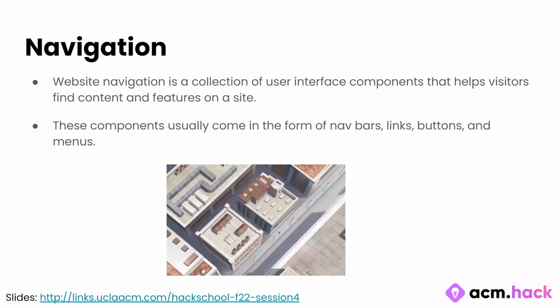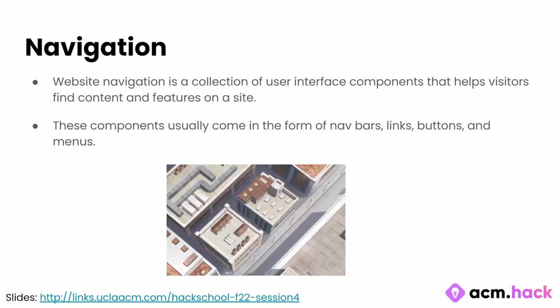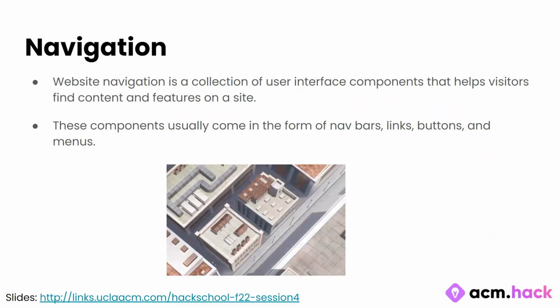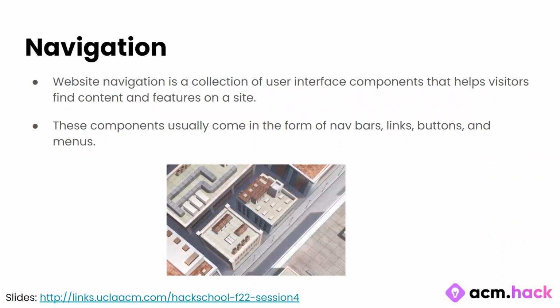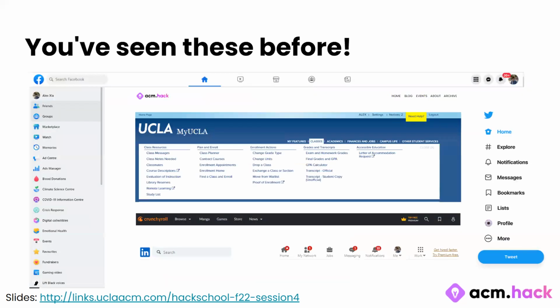So website navigation is a collection of user interface components that helps visitors find content and features on a site. For example, these would be like a nav bar at the top where you can click and go to different pages, or links to go to different pages, or buttons that take you to different sections of a page, something like that. So these are things that you've all seen before.